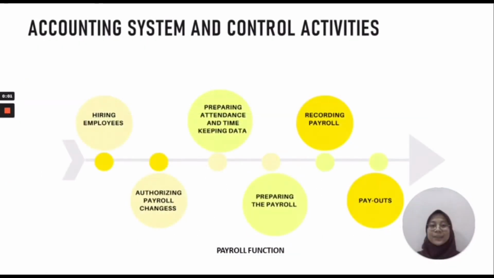Accounting system and control activities. There are six main functions in payroll protection: first, hiring employees; second, authorizing payroll changes; third, preparing attendance and timekeeping data; fourth, preparing the payroll; fifth, recording the payroll; and the last one is carrying out the payout. It is necessary to take control for each role with segregation of duties.